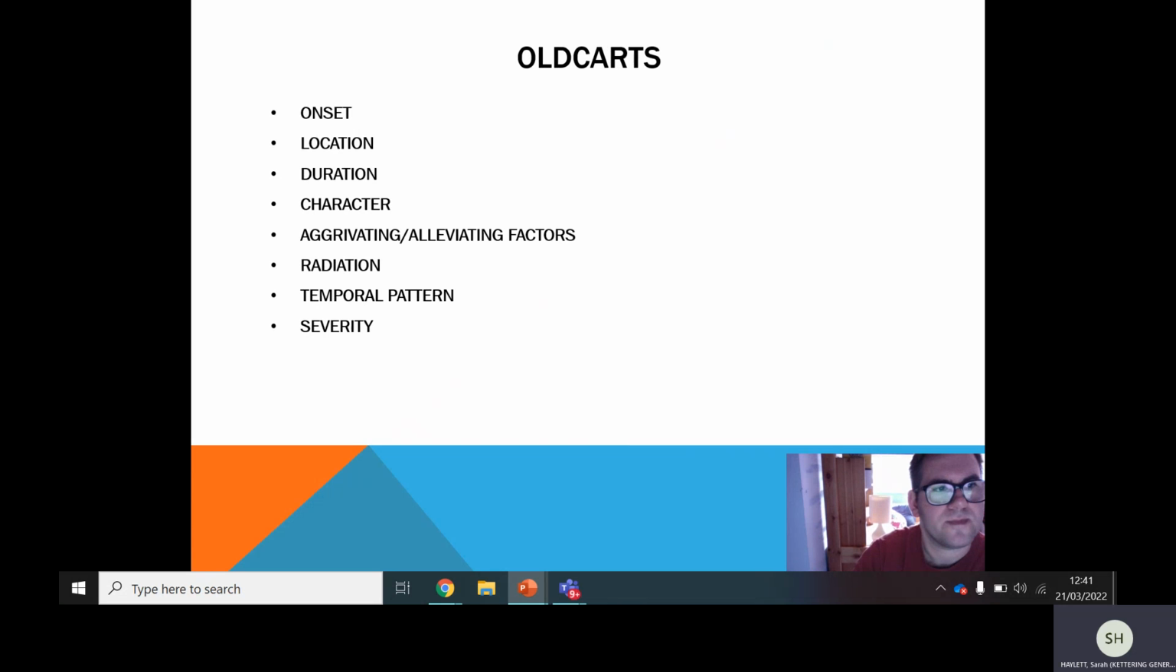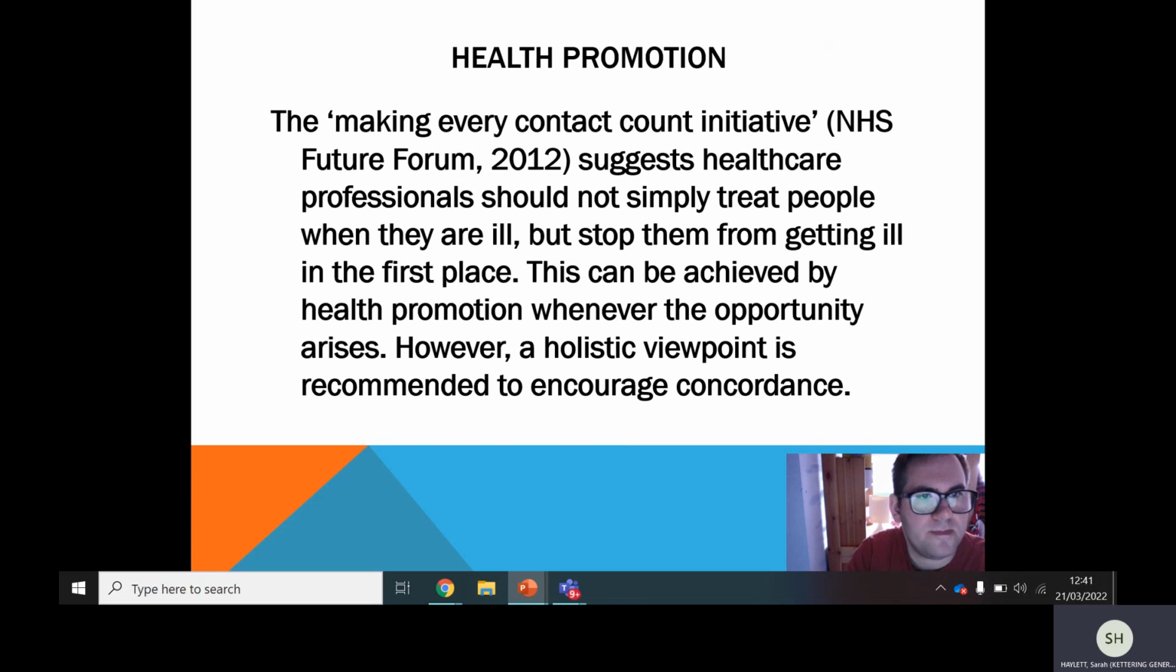I think this one's used more by paramedics, but it's exactly the same really. So onset, location, where is the pain, how long has it been going on, what does it feel like, are there any aggravating or alleviating factors, does it radiate anywhere else, is there a pattern? So does it always happen at night, does it always happen in the morning, first thing when you wake up, and how painful is it?